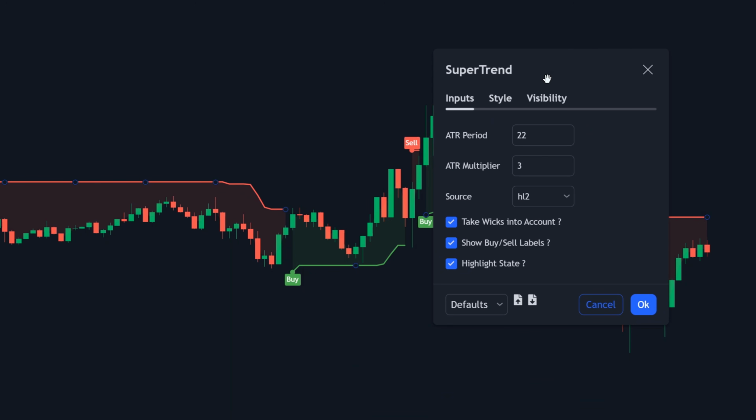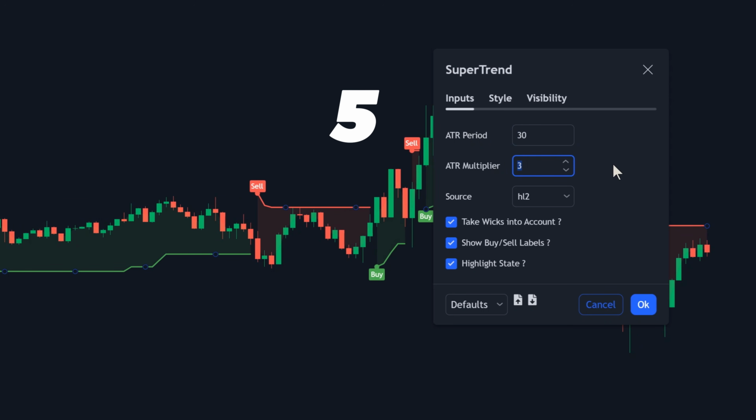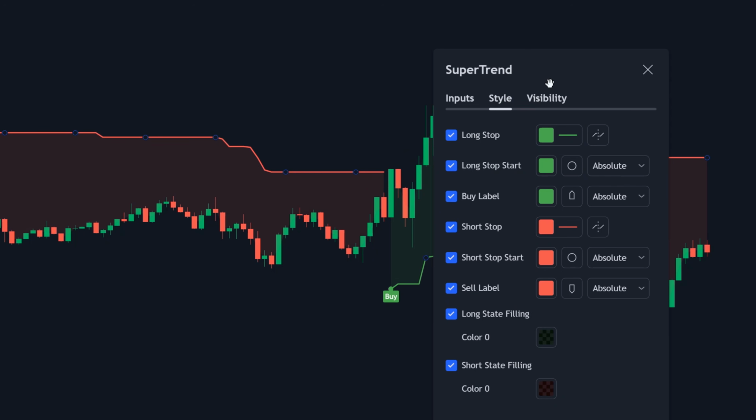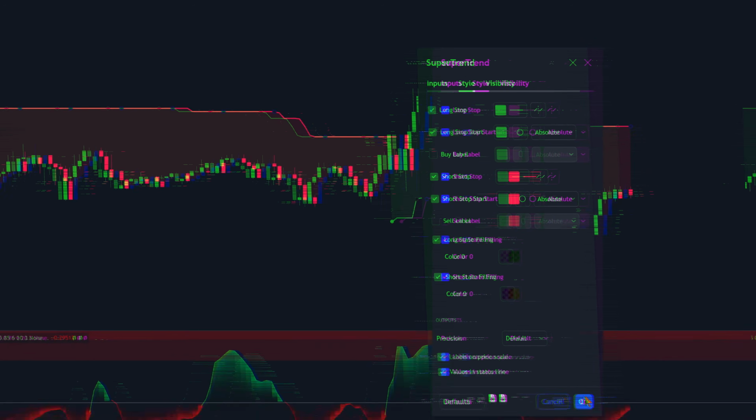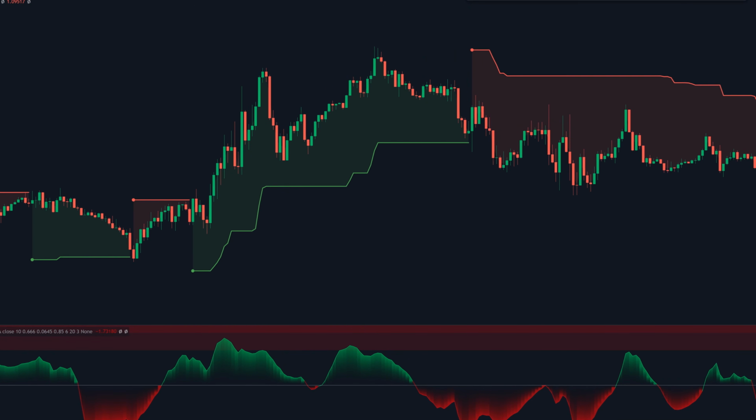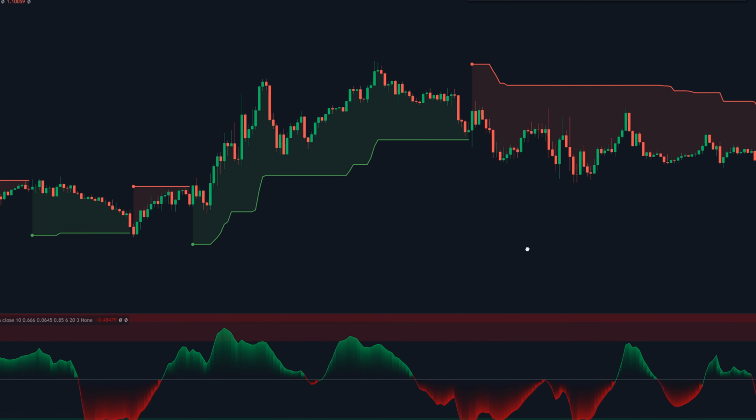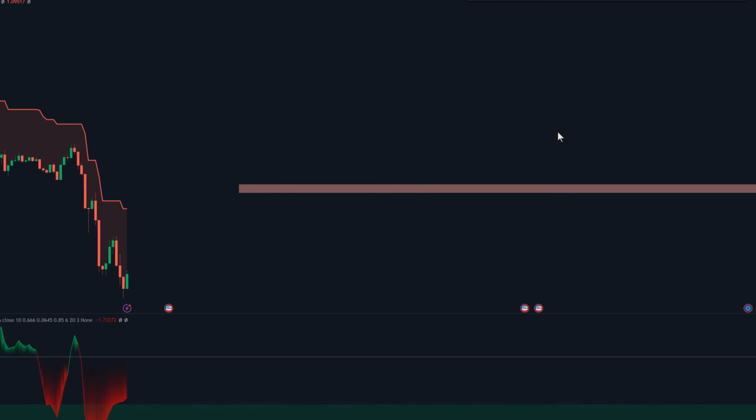Then on the Inputs tab, change the ATR period to 30. For the ATR multiplier, we're going to change it to 5. Then on the Style tab, disable the Buy label and the Sell label and then click OK. Now, this strategy uses these two indicators, but we're also going to add a price action confluence where we will be looking for either a break and retest of a support or a resistance level or a strong rejection of a support or a resistance level.